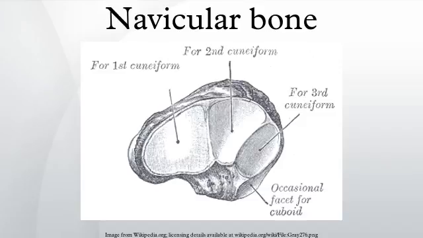Notes. Additional images. See also, bone terminology, terms for anatomical location, equine forelimb anatomy. External links, 3D printable navicular bone model, free download in STL format.